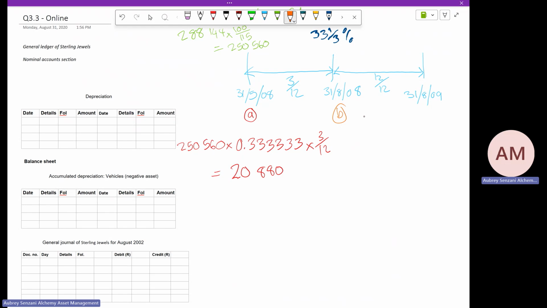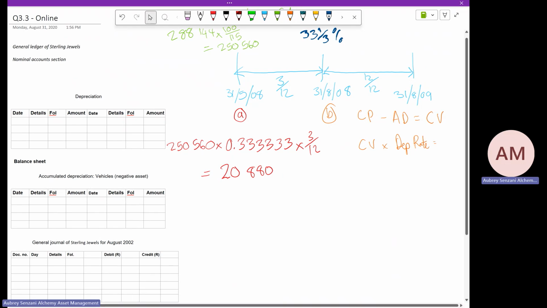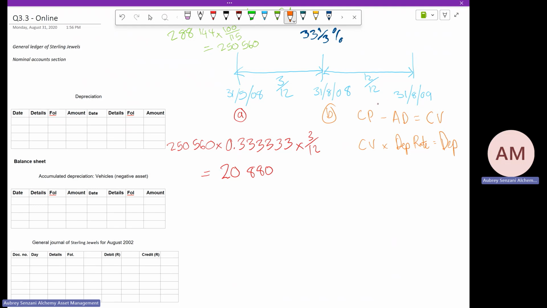For B, remember we're on the reducing balance method. So with the reducing balance method, we say cost price of the asset minus accumulated depreciation will give us our carrying value. Then our carrying value, we times by our rate of depreciation, just going to put here dep rate, to get the depreciation for the year. You can just quickly substitute values into this.